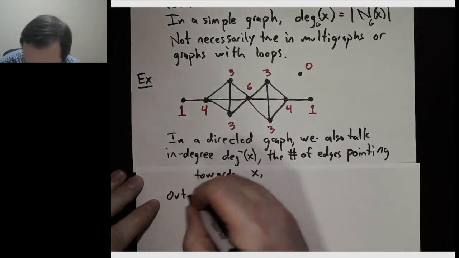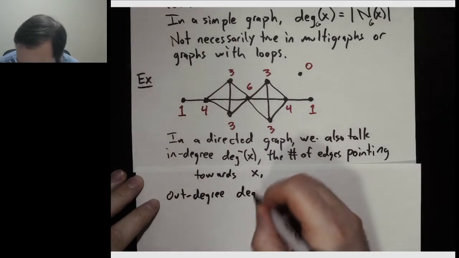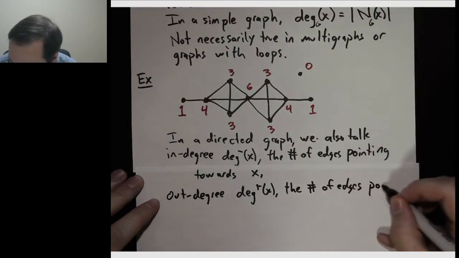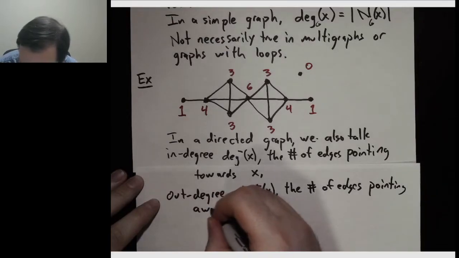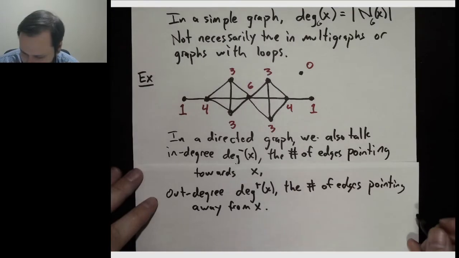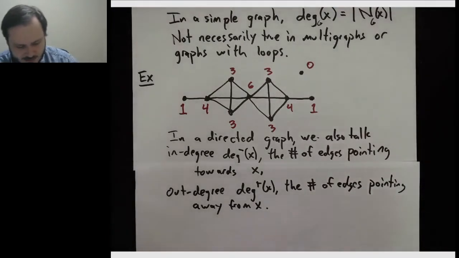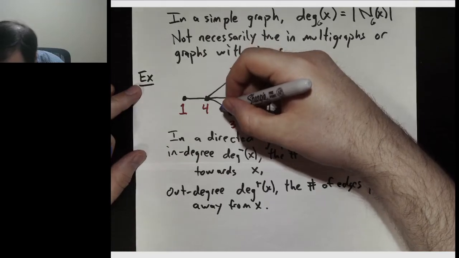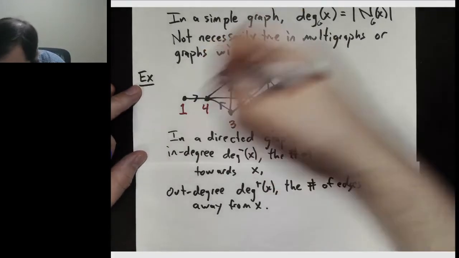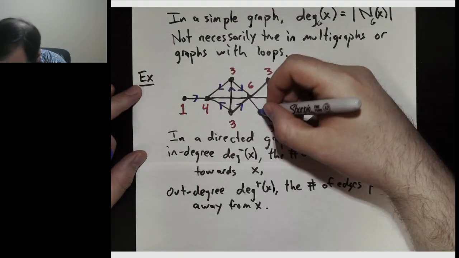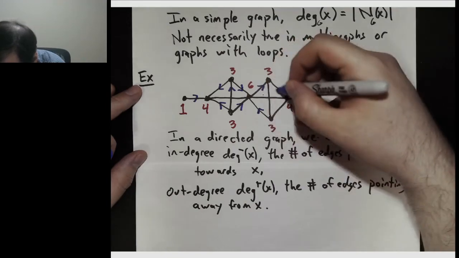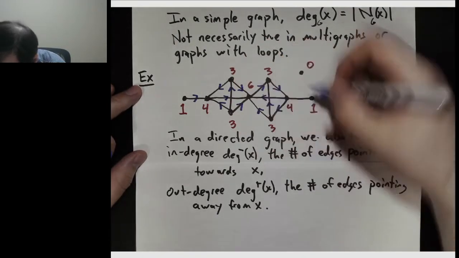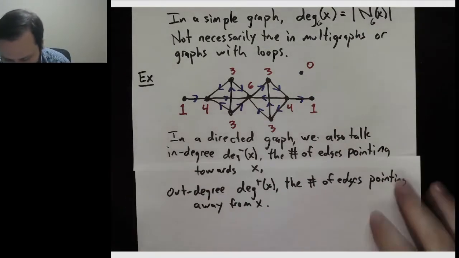And out degree, which we write degree plus of X, is the number of edges pointing away from X. So if I came back to this graph and added orientations to all of these edges, and I'm just doing this at random, just directing all of these to get something interesting. This one needs a direction as well. Then I could talk about in degree and out degree.